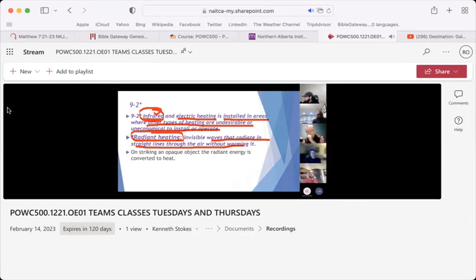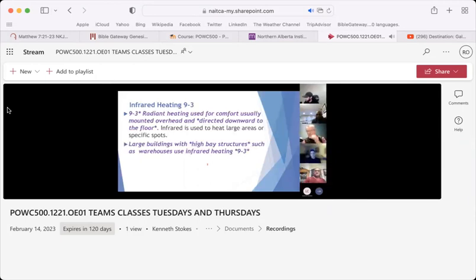So by using infrared gas or electric heating, we have invisible waves that radiate in straight lines. And instead of warming up the room or the space, it warms up the people, it warms up the floor, warms up the stands, and keeps everybody somewhat comfortable. Usually mounted overhead and directed downward towards the floor, used to heat large areas or just specific spots.